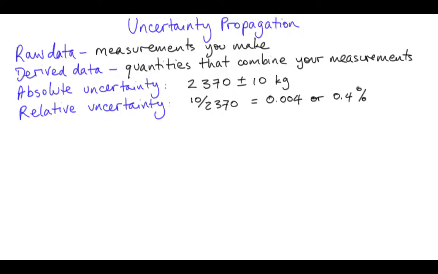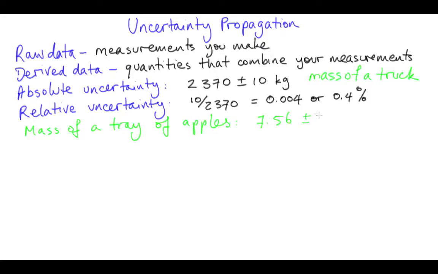And if you're trying to determine the mass of a single apple, an uncertainty of 10 kilograms makes your measurement completely meaningless. As a quick example then, let's suppose I've weighed a tray of apples and it's 7.56 plus or minus 0.04 kilos. The 0.04 kilograms is the absolute uncertainty, and expressed as a relative error, it is 0.005, or as a percentage, just 0.5%. Notice how the absolute uncertainty has a unit associated with it, but a relative error doesn't.